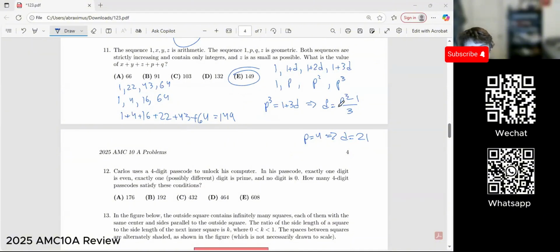So Carlos uses a 4-digit passcode to unlock his computer. In his passcode, exactly one digit is even, exactly one possibly different digit is prime, and no digit is 0. So how many 4-digit passcodes satisfy these conditions?